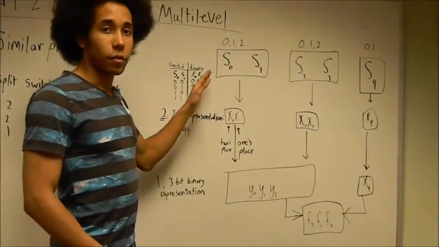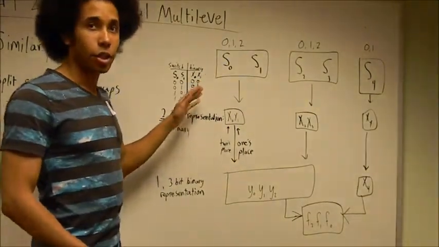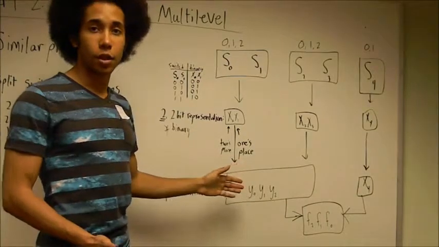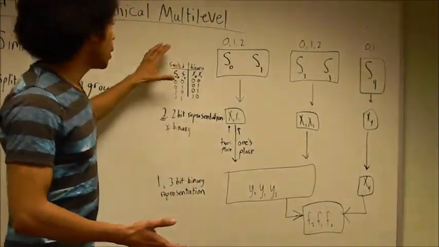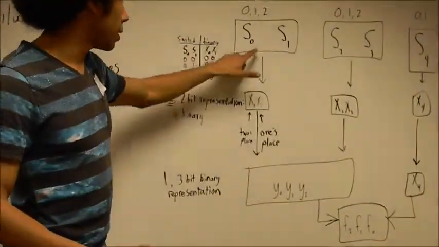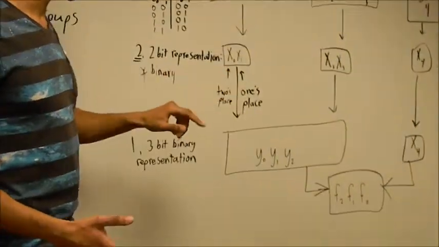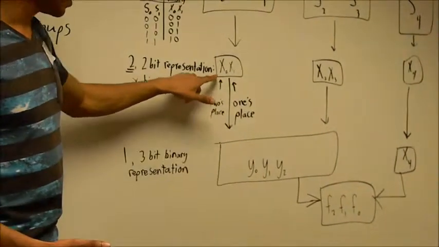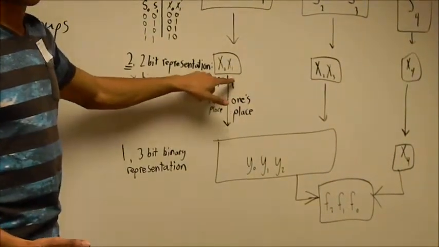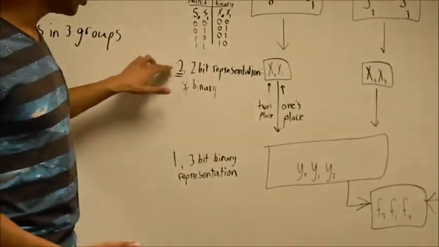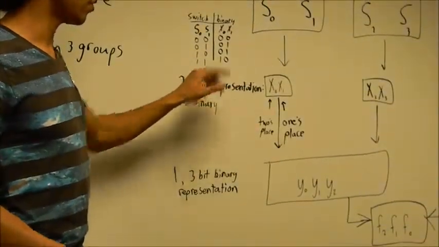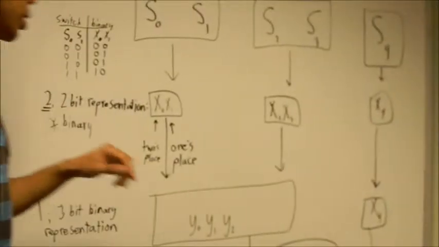What we need to do is we want to change it into a binary representation so that we can eventually feed it into our program. So what we're going to do here is this one is going to turn into x0 and x1. And what we need to keep in mind is that this is going to be the 2's place and this is the 1's place. And remember, this is 2 2-bit representations for these 4 switches.